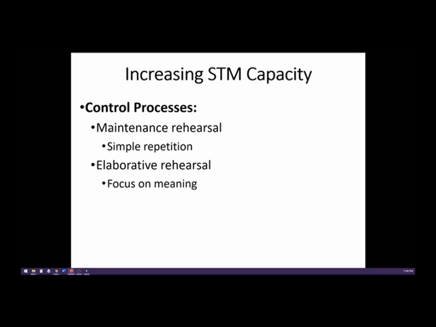Another way that we've already kind of hinted very heavily at for increasing our short-term memory capacity is to use those control processes. I've already talked about maintenance rehearsal, that idea of repeating your grocery list over and over and over again in your head. That's simple repetition. That's how I get from here to the grocery store and remember all 4 things on my grocery list.